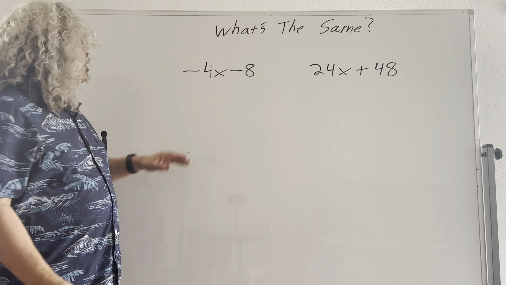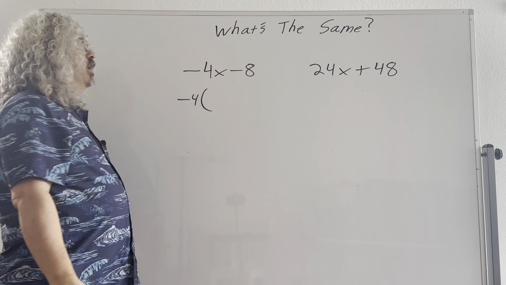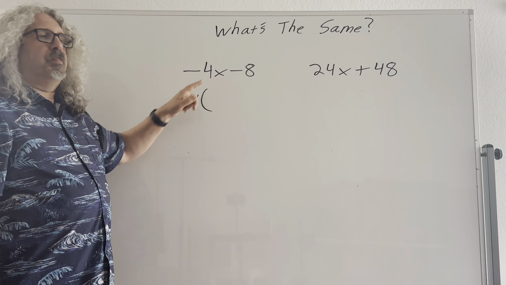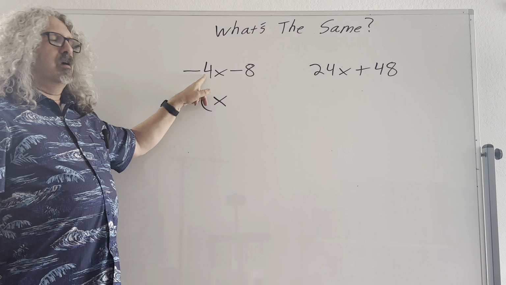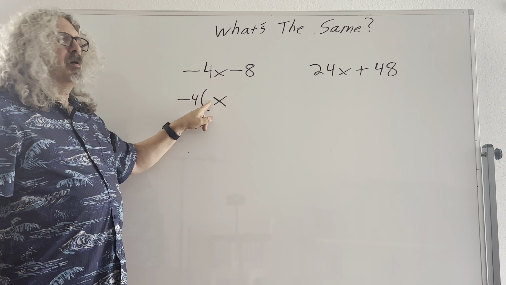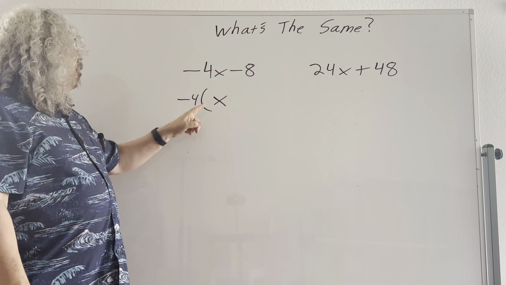But since this one leads with a negative, I'm going to pull a negative 4 out, okay? Now, if I pull a negative 4 out of here, I'm just left with an x. A positive or a negative x? Well, I had a negative 4. I divided it by negative 4, which makes it a positive 1. Remember, this is just division that we're doing, which makes you also look at this.